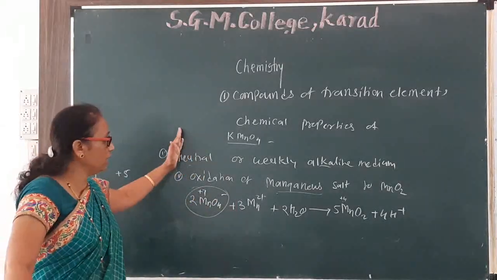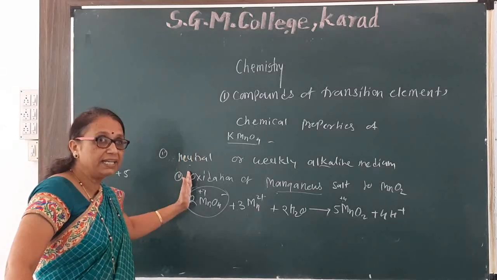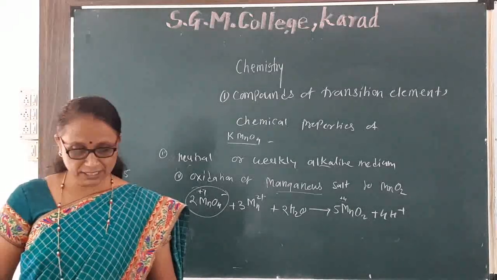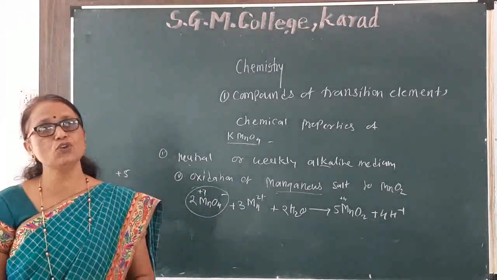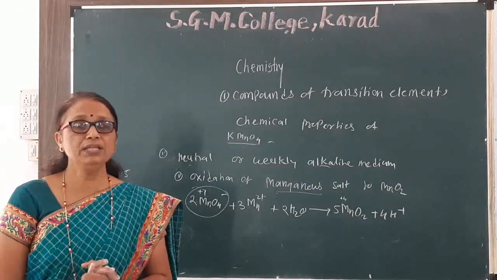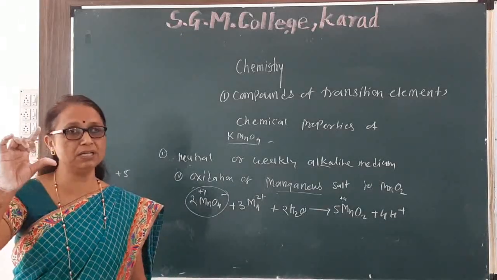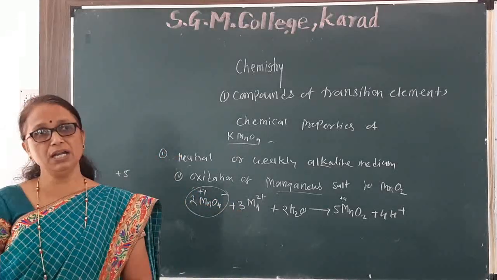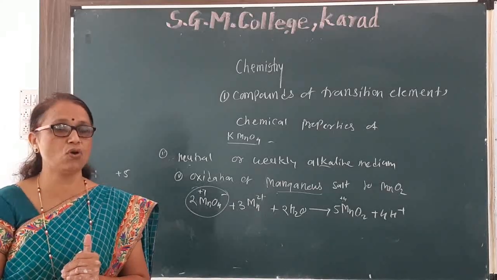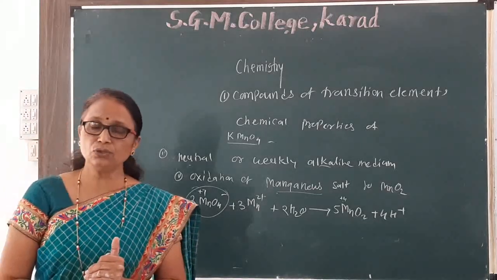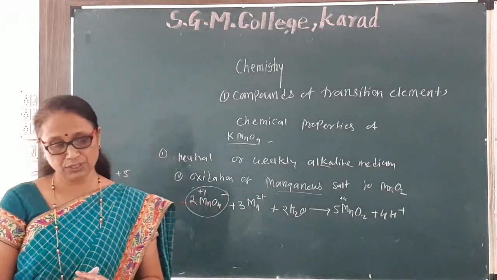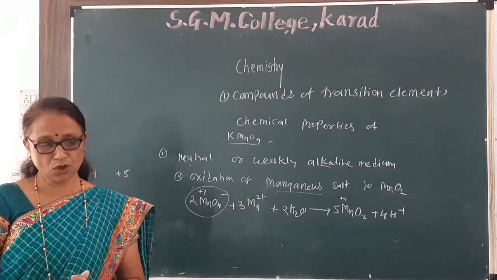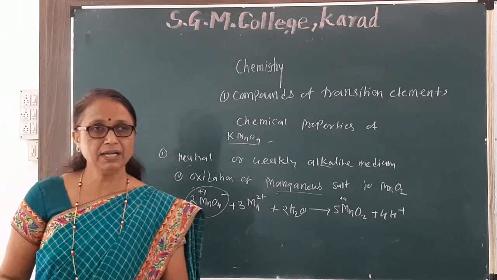In these reactions we see that potassium permanganate acts as an oxidizing agent. Then potassium permanganate is used in volumetric analysis of reducing agents also. We are using this purple colored potassium permanganate solution in the laboratory, in the volumetric analysis of reducing agents like FAS, oxalic acid, etc. Also, this is used for detecting halides in qualitative analysis. These are the uses of potassium permanganate.